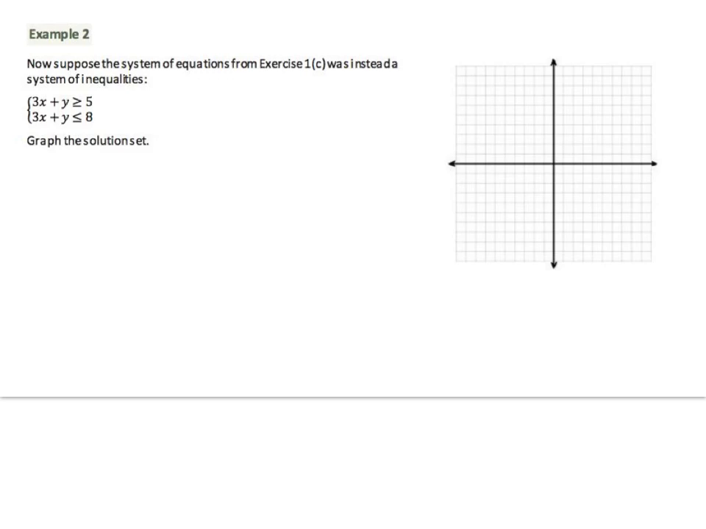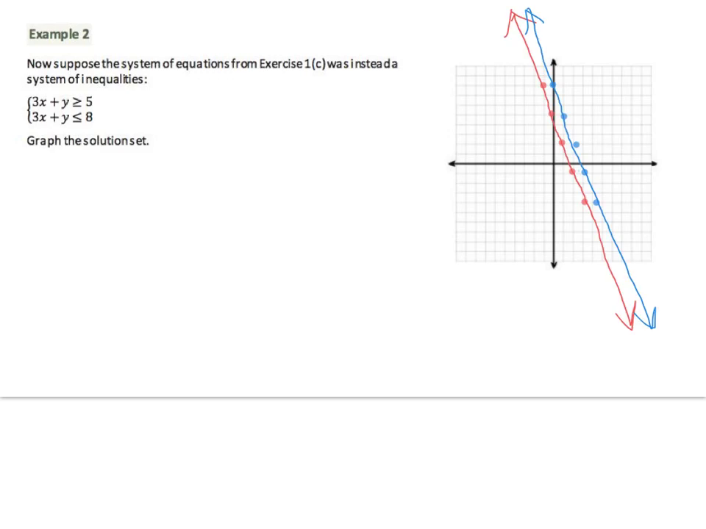Right, next example. It says, suppose you have a system of equations from exercise 1, part C, instead of inequalities. So now suppose the system of equations was instead a system of inequalities. Sorry, I misspoke. I'm going to graph those again and show you what our solution really is.